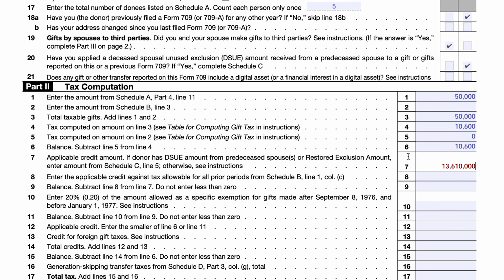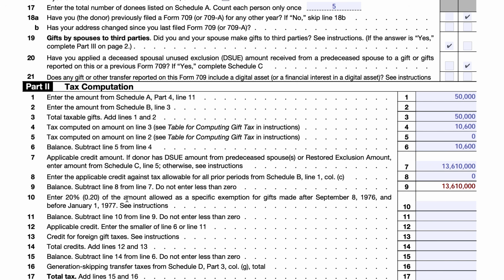The applicable credit amount in this case for 2024 is $13,610,000 per person. The applicable credit against all prior periods: let's say that we did all of that and it turned out to be $5 million. You would enter that in there and then subtract that. That would be your remaining credit. We don't need to do that this time.